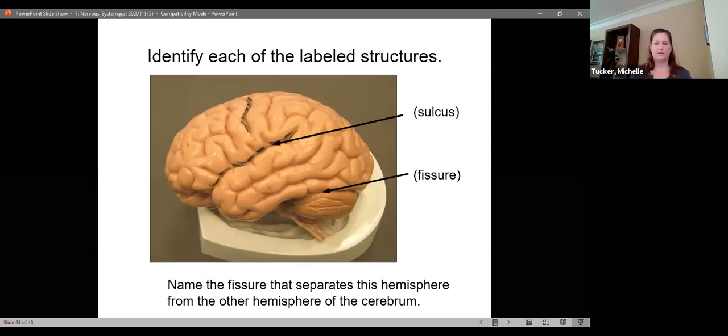Okay, so we are going to be looking at a couple of sulcuses and a fissure. So go ahead and put a heart on the lateral sulcus.